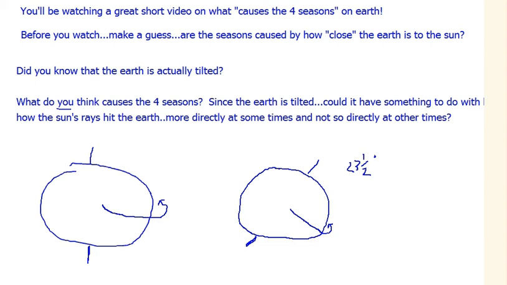So I want you to think before you watch the movie, what do you think causes the four seasons? We talked a bit about, is it possibly how close the Earth is to the sun or far away from the sun? Might that cause it? Or do you think maybe it has to do with the tilt? Or could it maybe have something to do with how the sun's rays are hitting the Earth? Do you think maybe that those rays hit the Earth more directly at some times and not so directly at others? Could that be a possibility as far as causing the seasons?